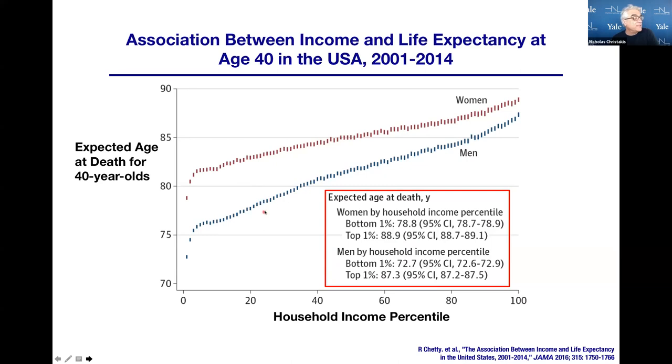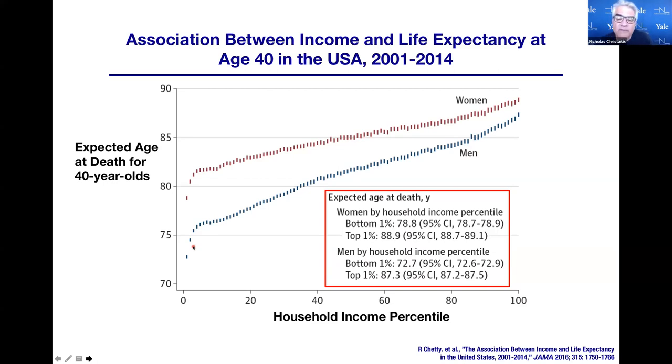But the gradient is steeper. The slope is steeper in men. So income makes a difference to women, but it makes an even bigger difference to men. And so this is where the richest men live, their expected age at death. If they're 40 years old, the top 1% of men can expect to live to be 87 or something. And all the way down here, when you get to like the fifth percentile of men, a 40-year-old man can expect to live to be 77, so about 10 years lower. And right down at the bottom three percentile points, it is very steep, as if there were in fact a step function right at the very beginning for those at the very, very bottom.